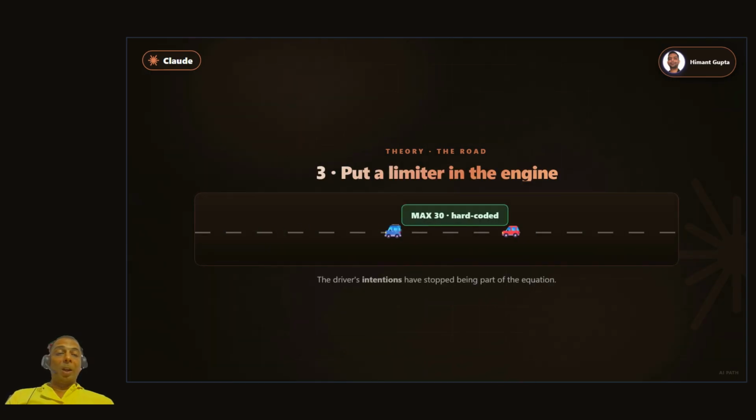Now the final option is that you somehow force the engine itself to have a maximum limit of 30, so you are somehow hard coding it. That's something I call enforcement. Now the car cannot exceed the limit, not because the driver agrees or not, not because it's uncomfortable, but just because the capability is not there. So the driver's intentions have stopped being part of the equation.